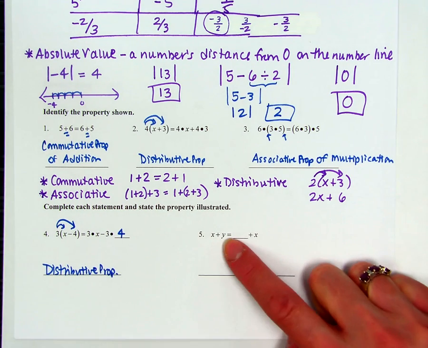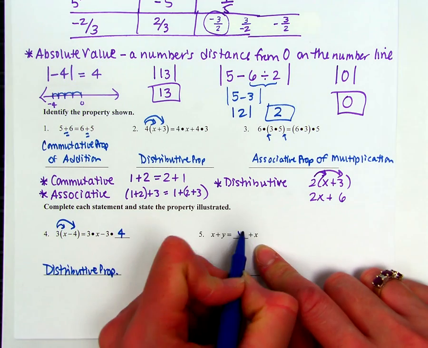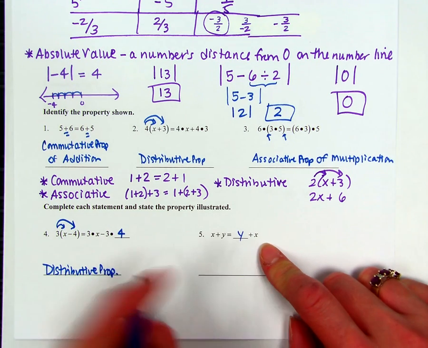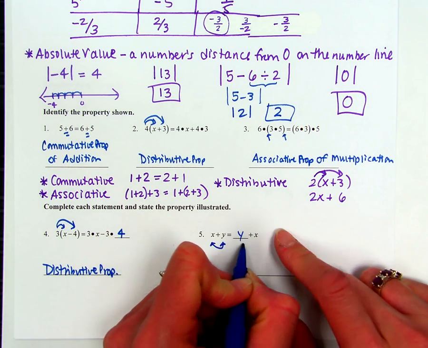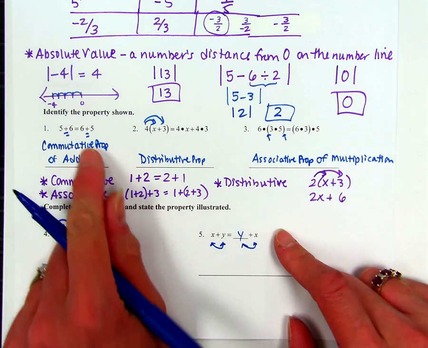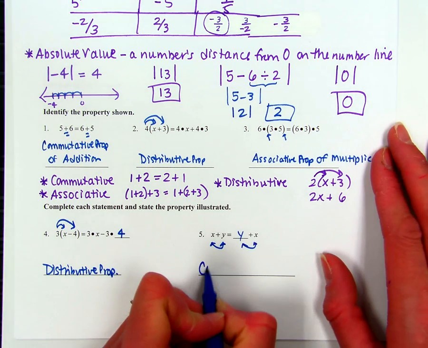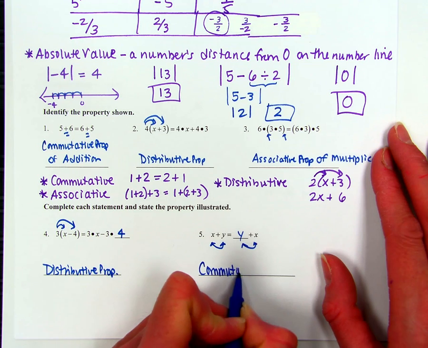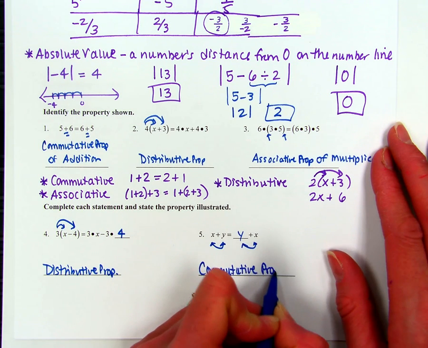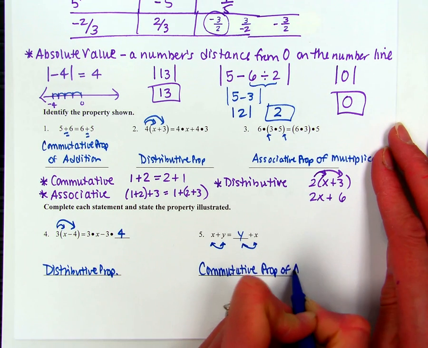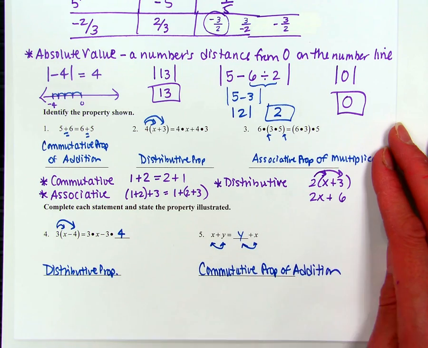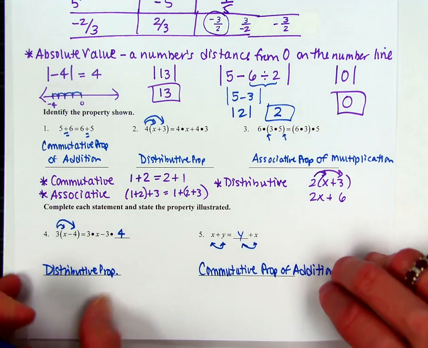Okay, this one is saying x plus y is the same as y plus x. So the order got changed from x to y to now y to x. So when the order switches around, that's commutative property. And since these are adding, we'll call this the commutative property of addition. All right, flip to the back of your worksheet, and we're going to continue doing more problems like these.